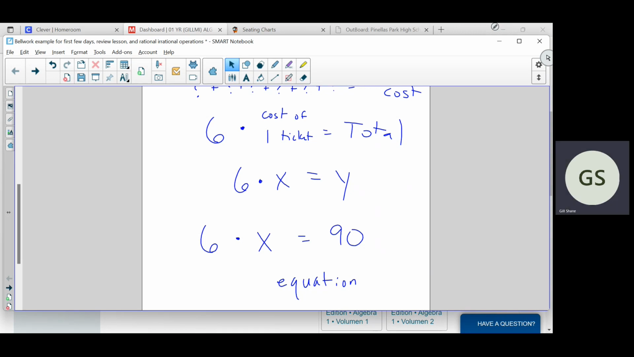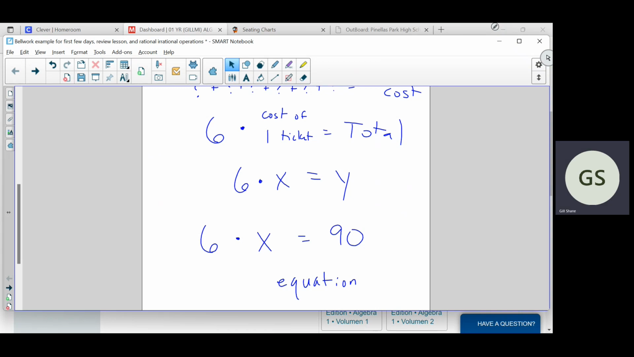So now let's move away from the movie ticket. The movie ticket would have been $15. That would have been the cost of one. That is how we solved it, because we knew that if my total was 90, there's only one way to get 6 times some number is 90, and that's that one ticket has to be 15.